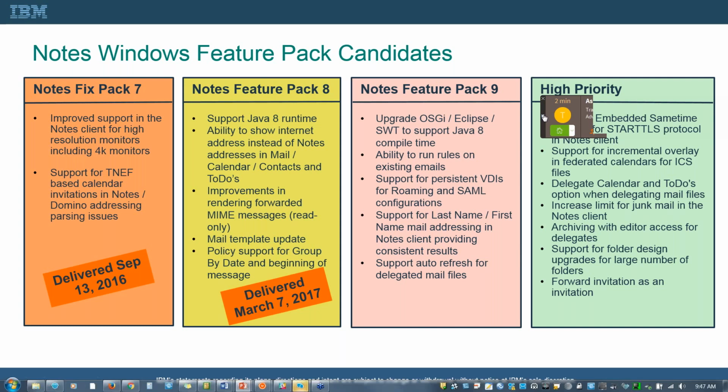So this applies to the Windows feature pack. And we will go into a deep dive later on with Martin and Brian into all of the application development stuff that's going on from a feature pack 8 perspective. So I'm just going to briefly read over some of the other things. Like the ability to show the internet address of Notes addresses in mail, contacts and to-dos. That was shipped with feature pack 8. And that basically says, if you don't want to see the hierarchical address, you can show the internet address instead.